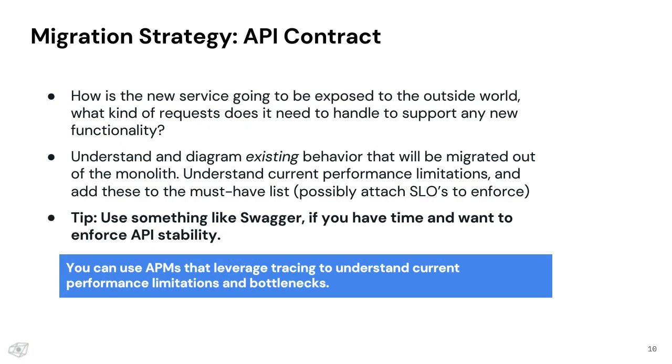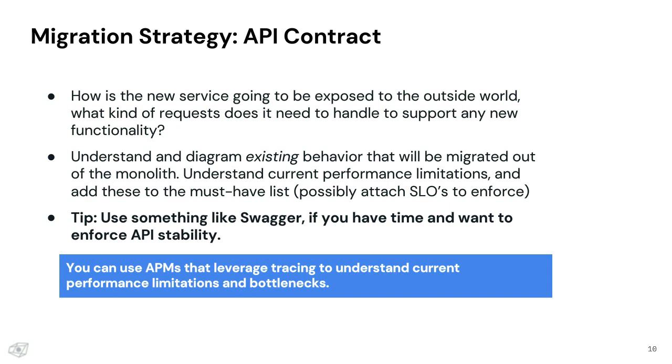So let's talk about the API contract now. This is definitely a critical piece in any engineering design for a new service: defining how that service is going to be exposed to the outside world, to upstream services, and what kind of requests it needs to handle to support any new functionality. So this is usually something that we definitely start with up front in the engineering design for migration.